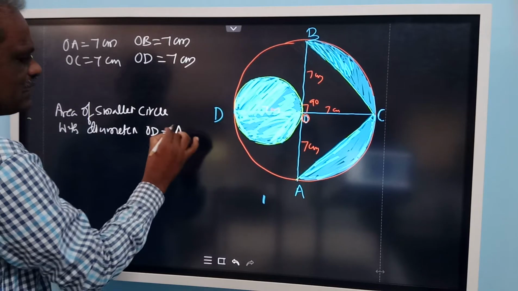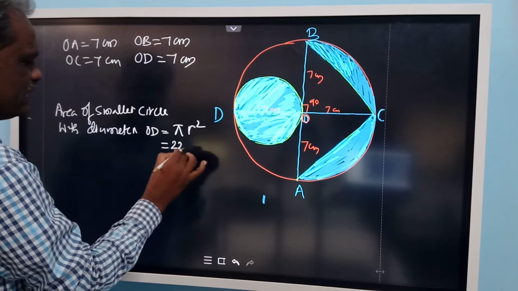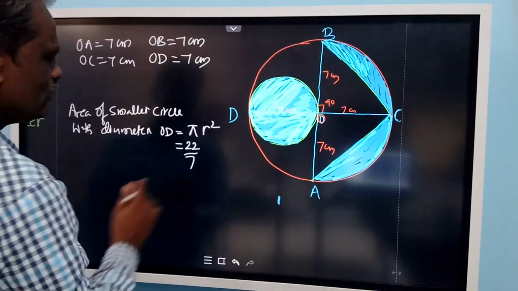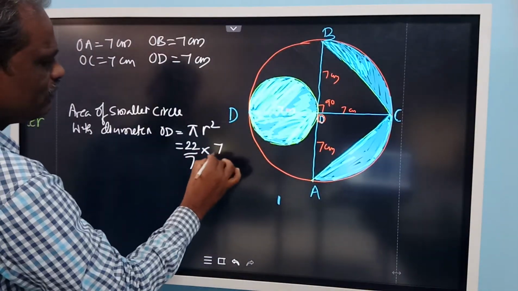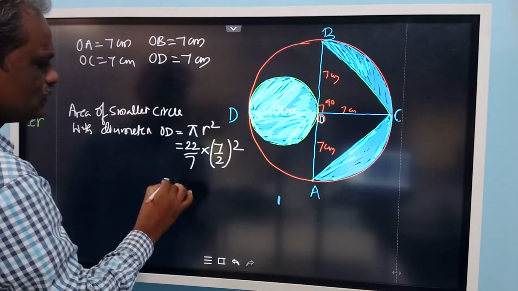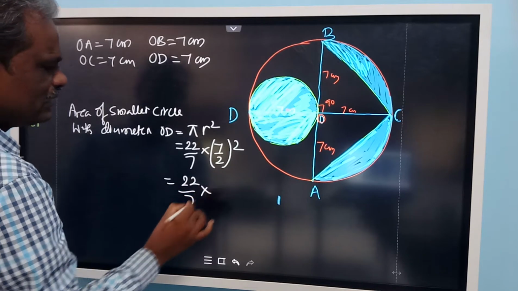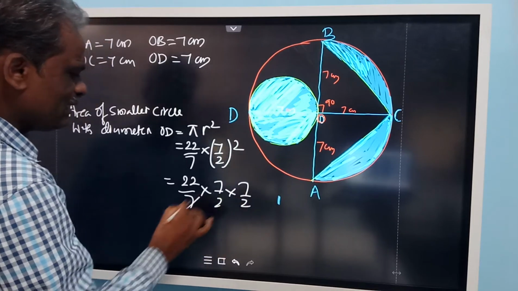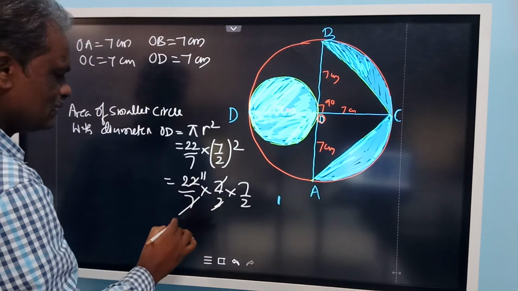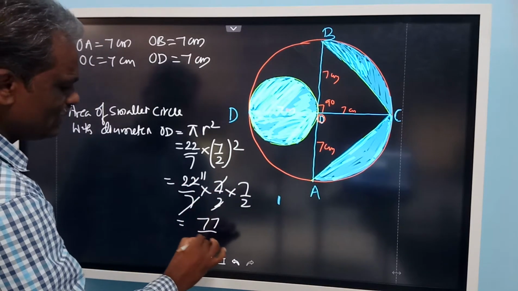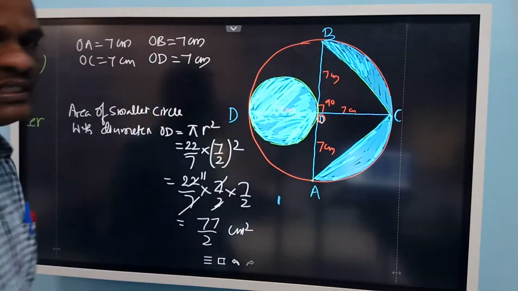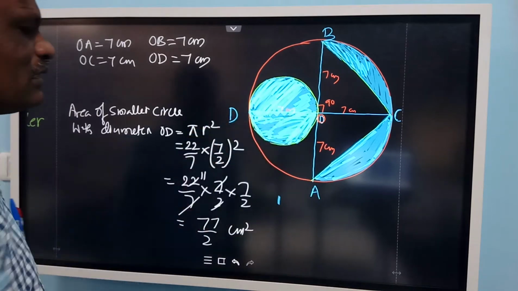is equal to pi r square. So pi value you can use 22 by 7. Radius here is 7 by 2, whole square. So 22 by 7 into 7 by 2 into 7 by 2. Simplify this one. 7 and 7 cancel. 2 1s are 2, 11 7s are 77 by 2 centimeter square. This is the area of this smaller circle with OD as a diameter.